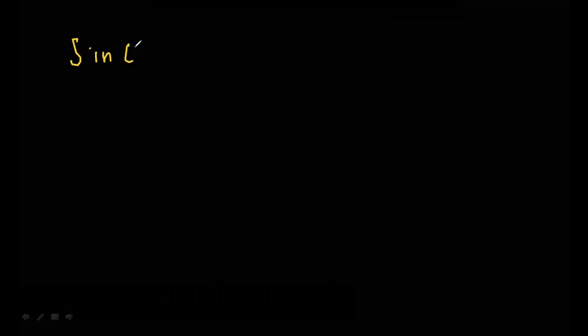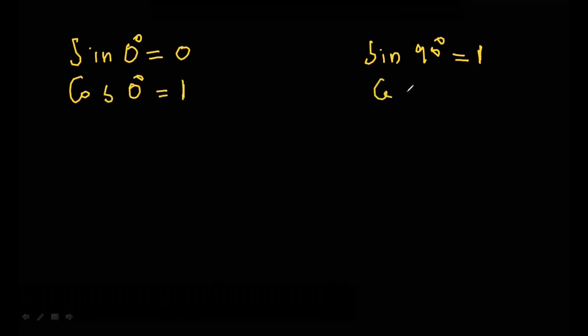Sine 0 degree and sine 90 degree. Sine 0 is 0. Remember that sine 0 is 0. Sine 90 is 1. Remember this one. If you remember this, all the remaining we can formulate from this. So cos 0, bring this 1 here. And cos 90 degree, bring this 0 here. So we have completed sine 0 and cos 0.